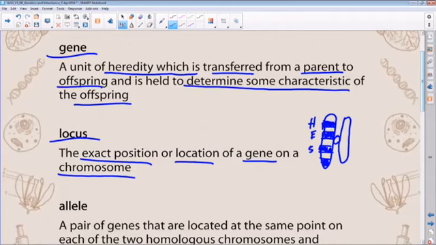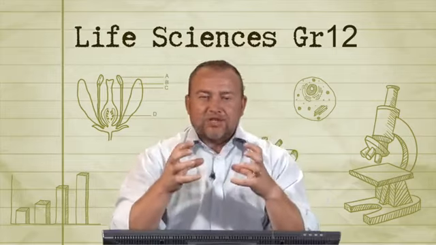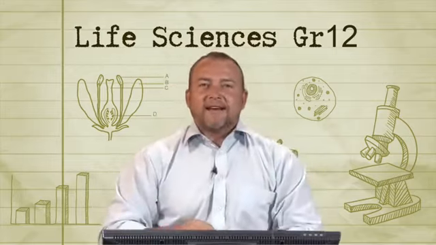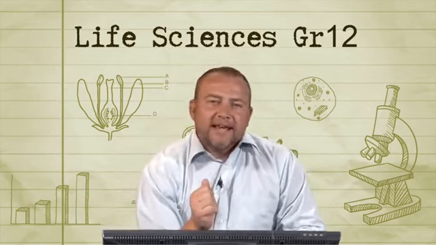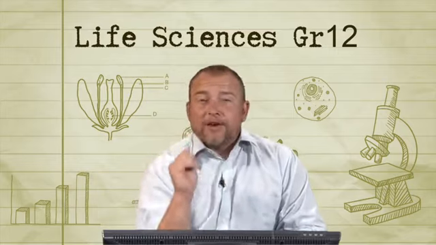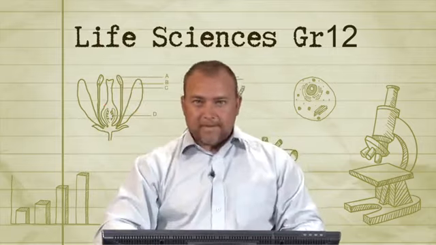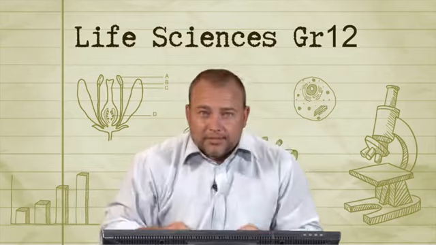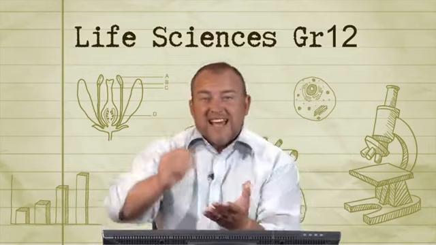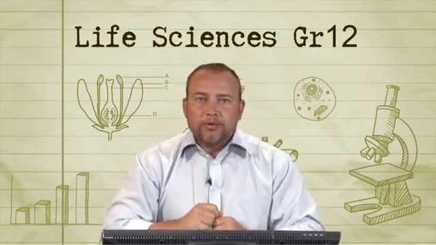So I can say to you, if you're looking at me now, your hair color is found on chromosome number 21, and it's locus 47. Okay, it means it's the 47th trait. So that's what locus means. It's a specific location of a gene on a chromosome. Okay, cool. Let's have a look at the next one.